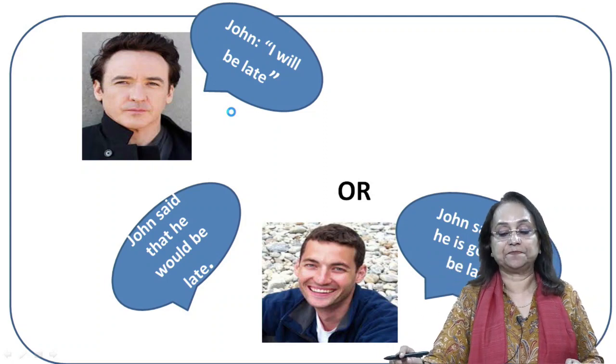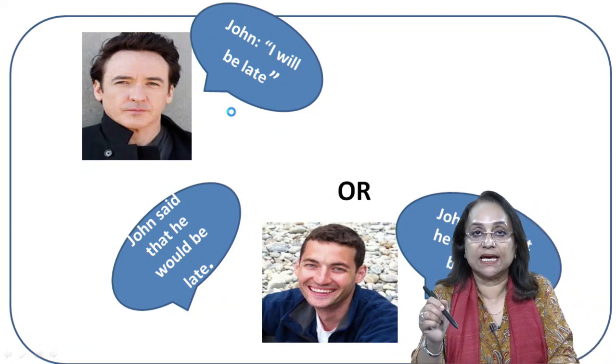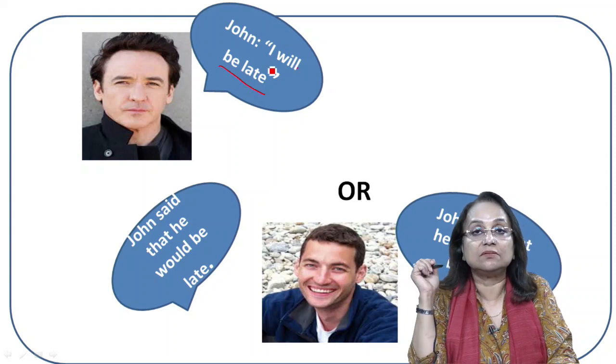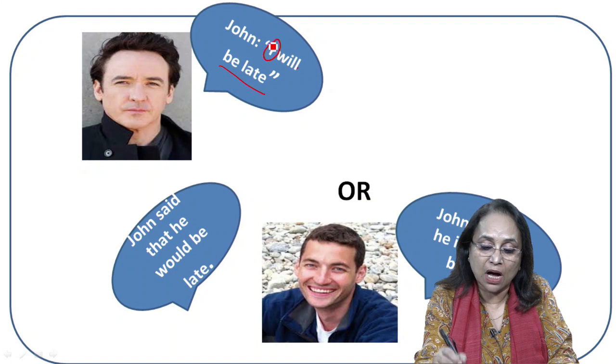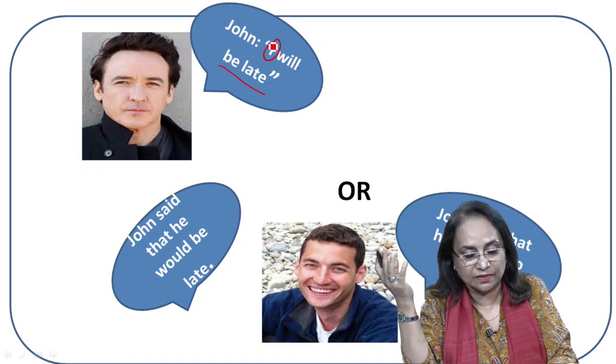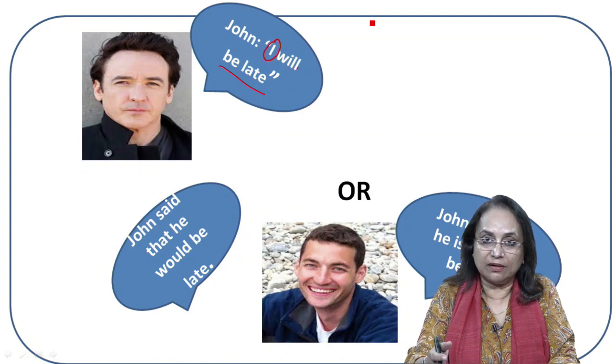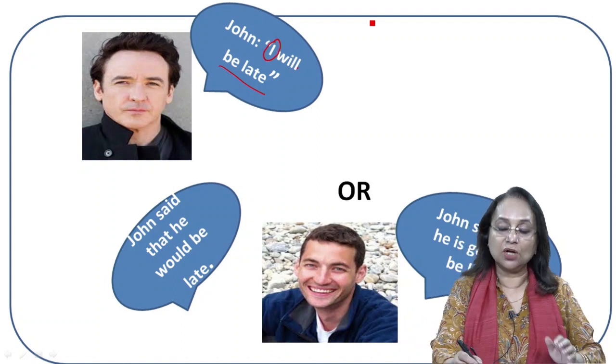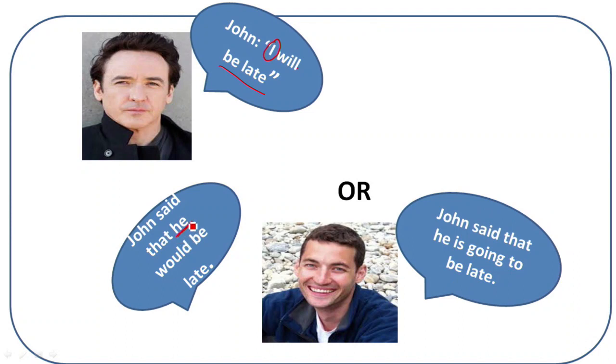Look at this slide here. John says, I will be late, right? So he has used the pronoun I. He's talking about himself. When we are reporting it, John said that he would be late, right? The reporting verb is in the past, so will becomes would, and I will change to he. Make sense?